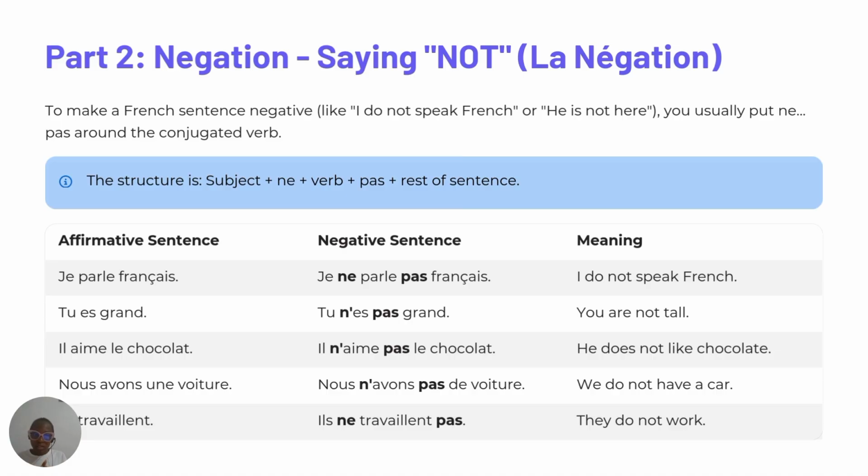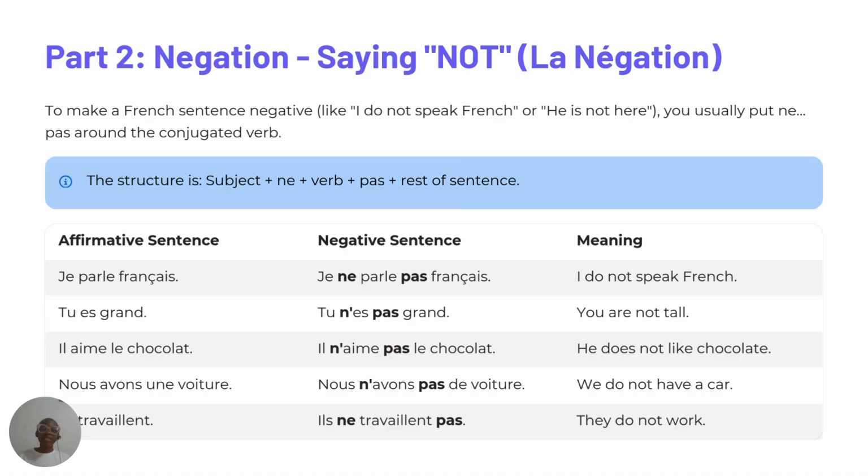Now, the structure is that you will have your normal subject, your subject pronoun, maybe je, maybe a person, maybe a normal noun. Then the next thing that will come will be ne. And after ne, your conjugated verb. Then after your conjugated verb, we have pas. Then we have the rest of the sentence. It's very simple, okay? Let's just take this as an example.